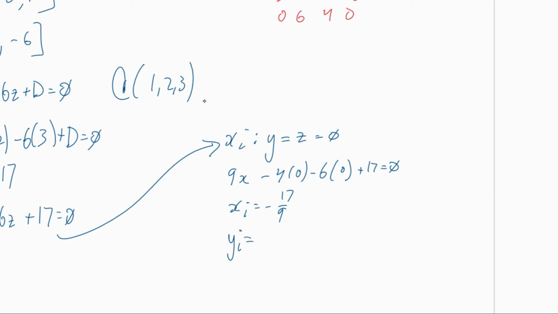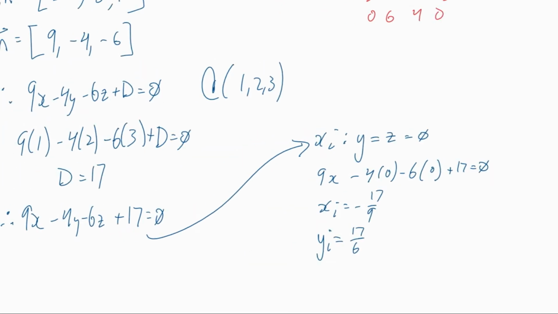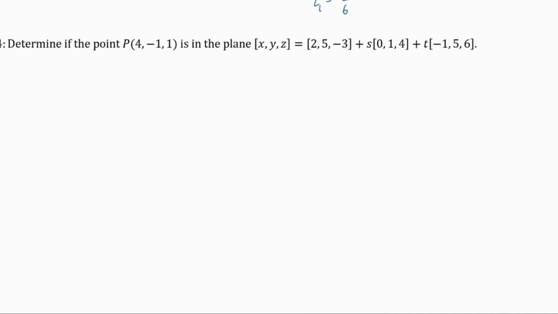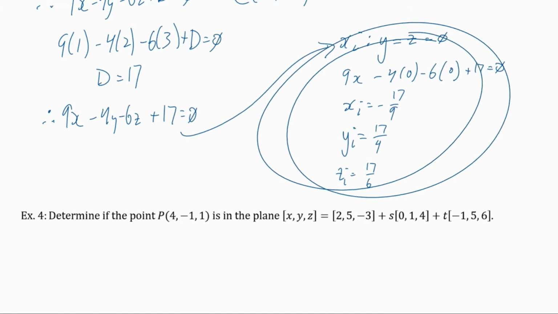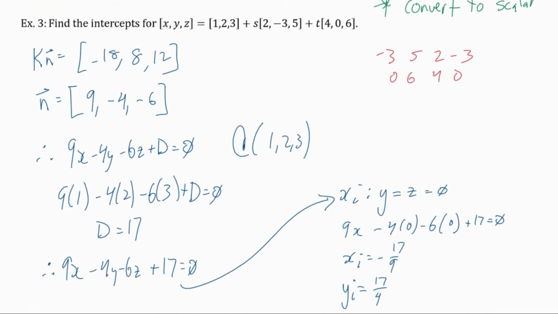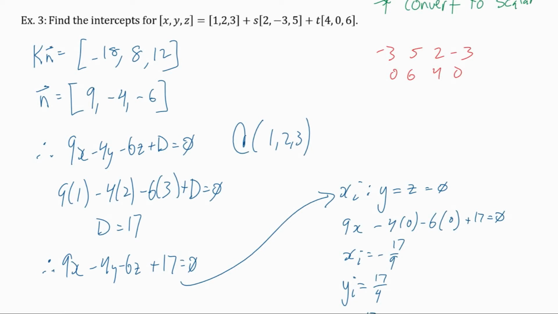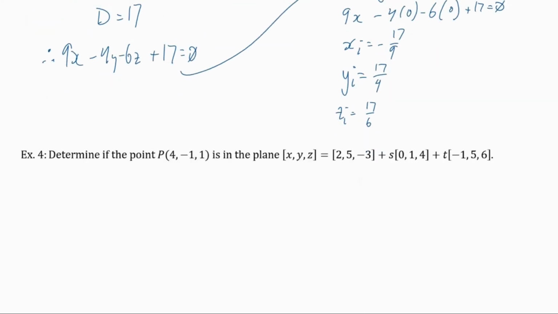And so similarly, the y-intercept will be positive 17 over 4. Sorry, not 6, 4. The z-intercept is 17 over 6. Okay, there's my 3 intercepts. Finally, I hope that was okay. The big takeaway from that, yes, the idea of subbing zeros in, but the bigger idea was, hey, this question was actually asking me to rewrite this in scalar form. Okay, and you're going to notice that's a common theme. That's something that we're going to do often. Scalar form of a plane is really useful.